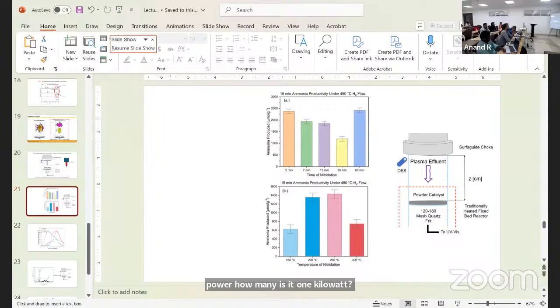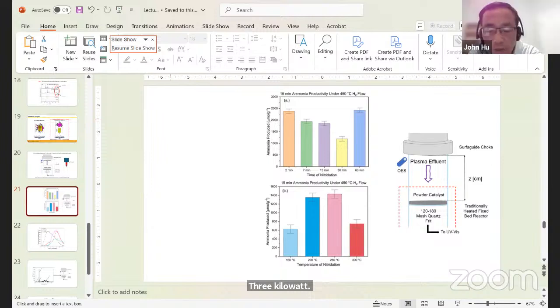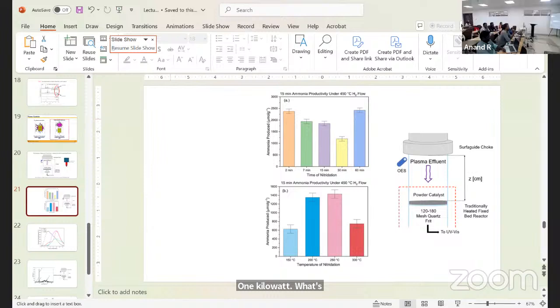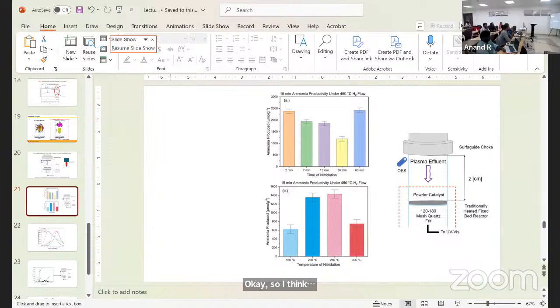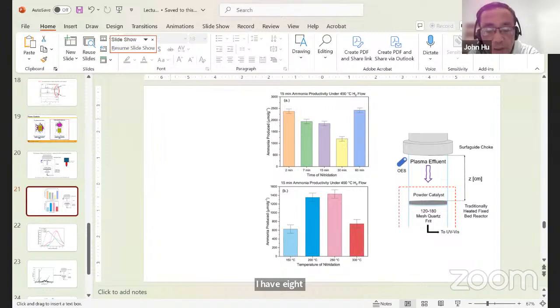1 kilowatt. What's the generator? Is it a magnetron or solid state? Not magnetron, sir. Is it solid state? Yeah, it's solid state. I have eight microwave reactors, and most of them are solid state. The one I have is 3 kilowatt, which is the magnetron.